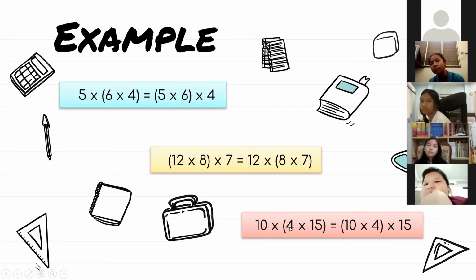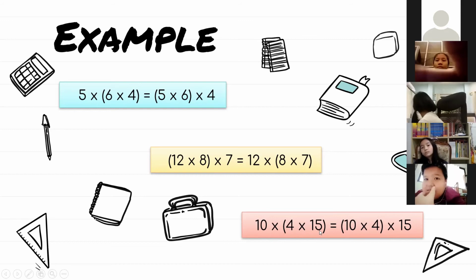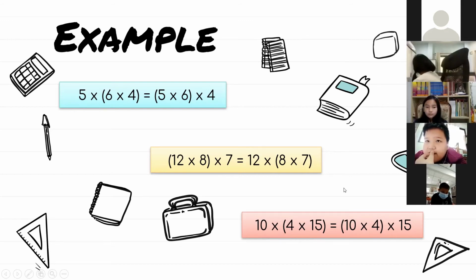You can do it like this. 4 times 15 is 600. To make it easier, it's 4 times 15 is 60, times 10 is 600. Very good.